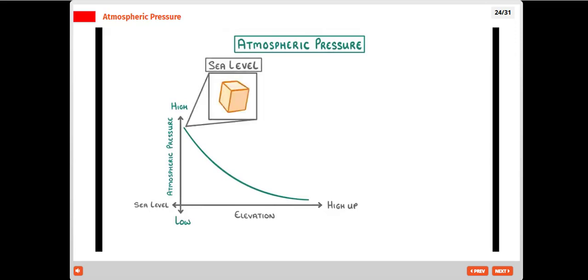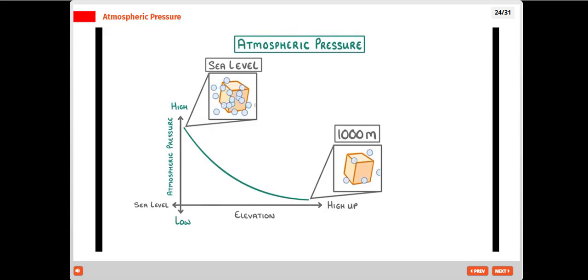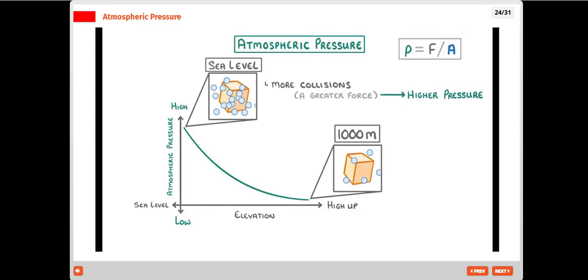If we compare an object at sea level to the same object at 1,000 meters up in the air, then there's going to be a lot more air particles around the object which is at sea level. And this means that there'll be a lot more collisions with the surface of this sea level object than there would be with the object which is really high up. And if there's more collisions, there's also going to be a greater force overall, which, if we look at our pressure equation, we can tell will create a higher pressure, because a bigger force means a bigger pressure.